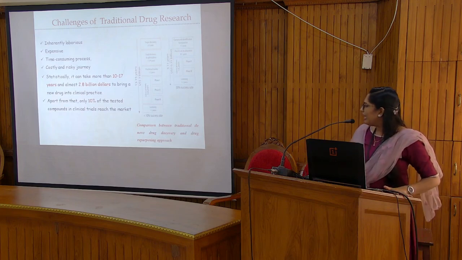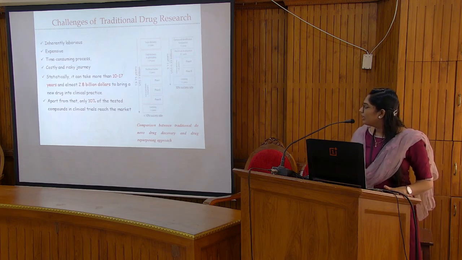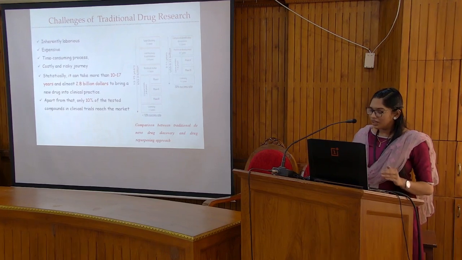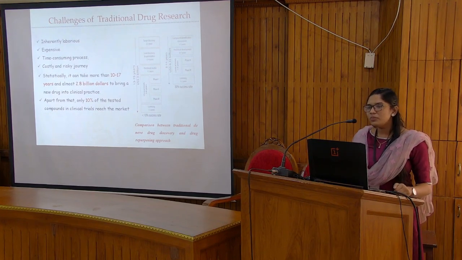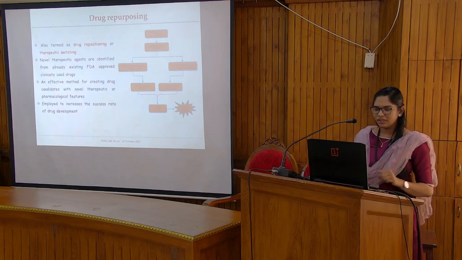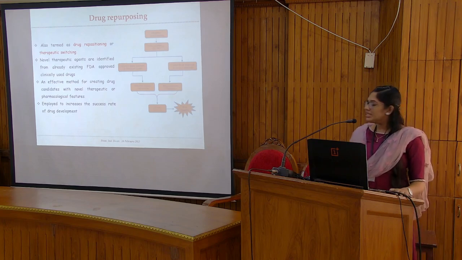So there is a diagram showing the comparison between the traditional de novo drug discovery and the drug repurposing approach. From the diagram, we can see that a 30% success rate can be obtained by drug repurposing studies. Actually, drug repurposing is mending the gap in new drug discovery. So, now moving on to the slide, what is drug repurposing?